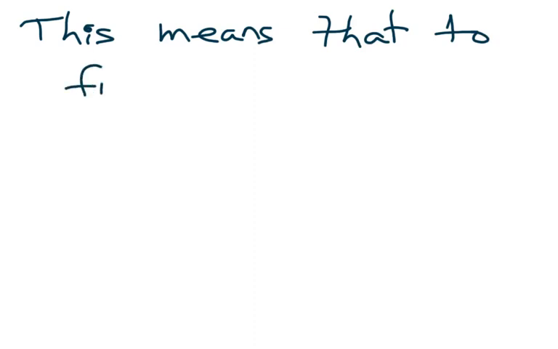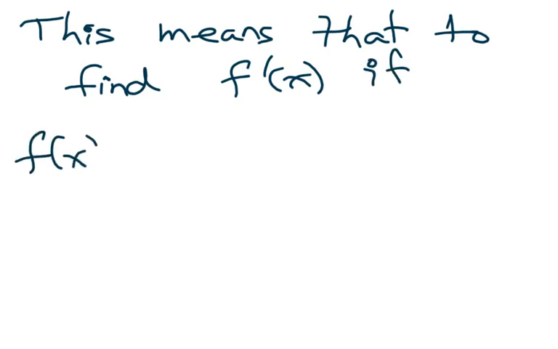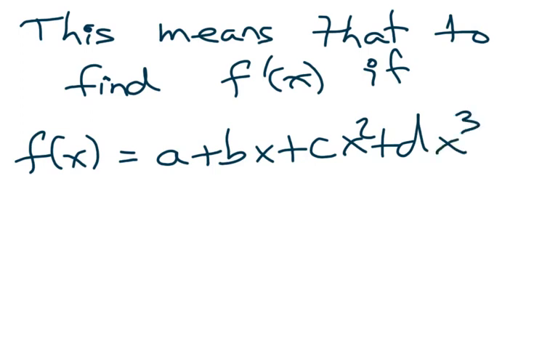So this means that to find, let's say, f prime of x, let's say we write out any polynomial. So let's say we have a plus bx plus cx squared plus dx cubed and so on. Eventually it would stop at some letter, let's say z, that's a bad choice, but x to the n.